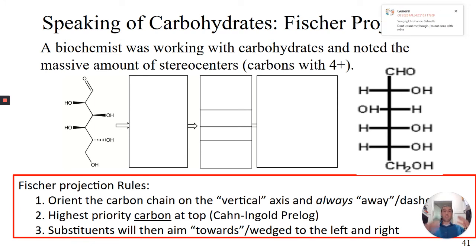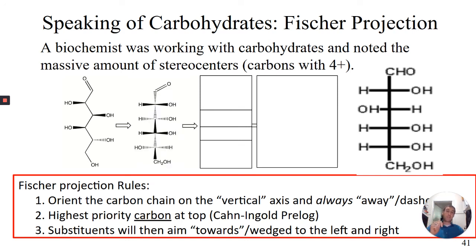And so you can use a Fischer projection if and only if you adjust according to these proper rules. Okay? So number one, orient your carbon chain on that vertical axis. It has to be always away or dashed. When we look to our far left, the carbon chain is on the vertical axis, but the chain is not always away. So what do we have to do?